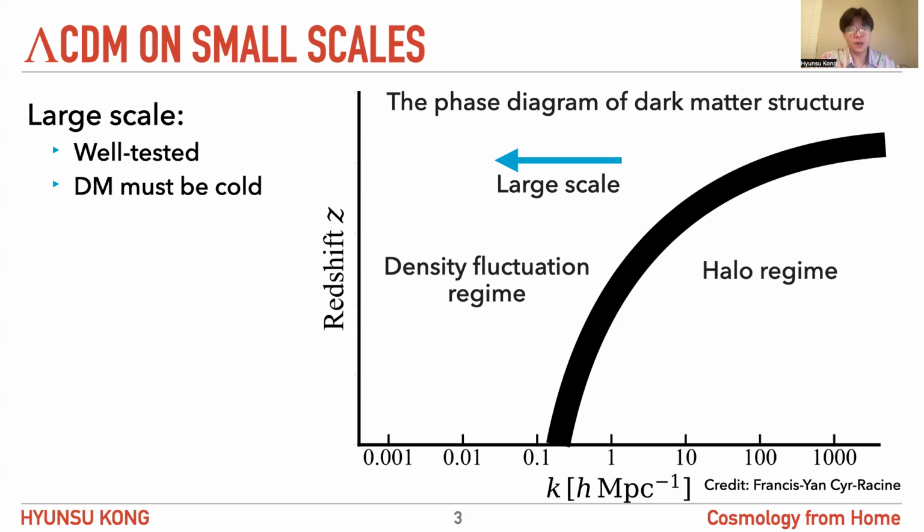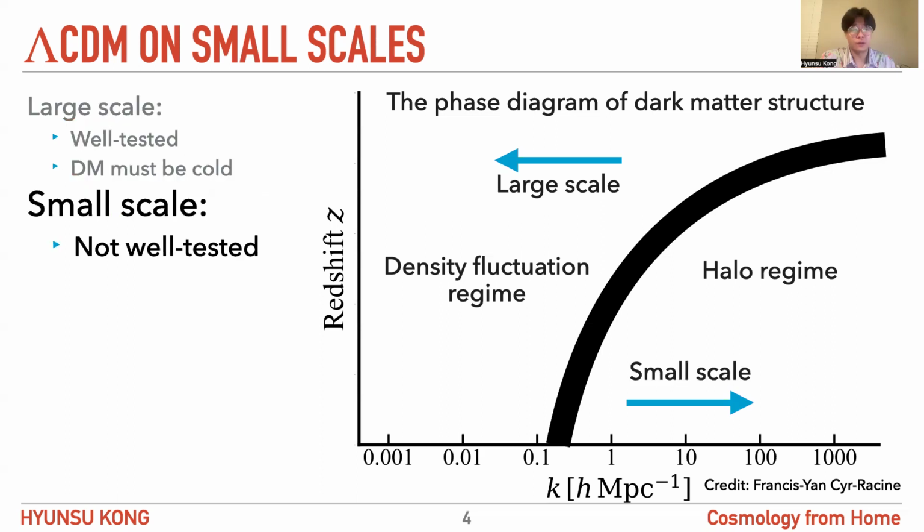In the linear large-scale regime, ΛCDM is well tested with a few potential tensions, but nothing that points away from the basic picture of cold dark matter plus dark energy. And we know that dark matter must be cold at these scales.